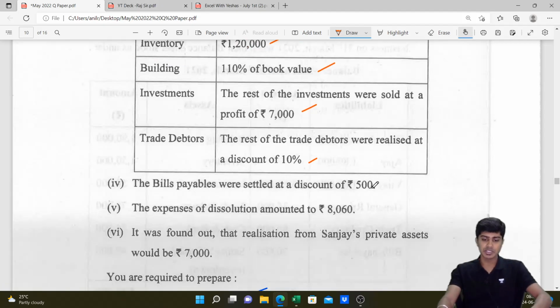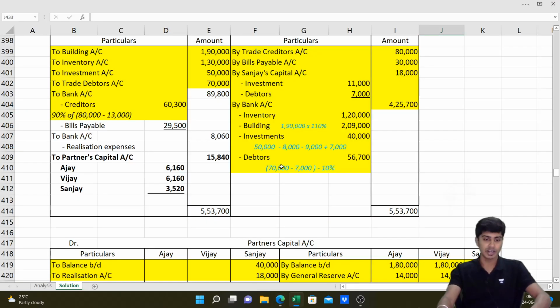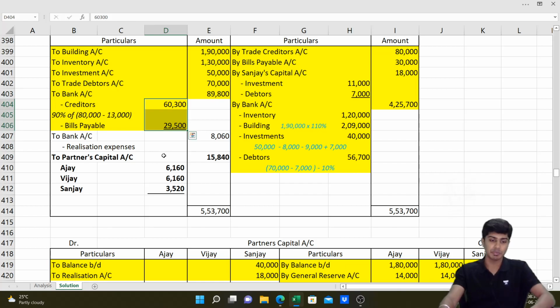Bills payable are to be settled at a discount of 500. How much is bills payable? 30,000. We pay 500 rupees less, so we pay 29,500. Got it? Together it comes to 89,800. That is 6,300 paid to creditors and 29,500 paid to bills payable.